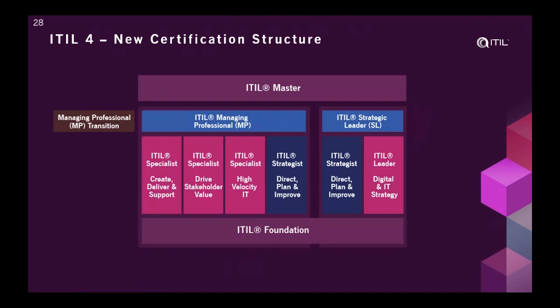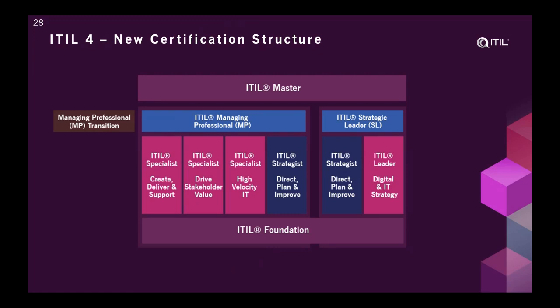This is the ITIL 4 new certification structure. So what you've got there is ITIL Foundation. This is all 4. ITIL Foundation along the bottom. Then there are, in the managing professional stream, 4 books with 4 examinations, which is create, deliver and support, drive stakeholder value, high velocity IT we've been talking about, and direct plan and improve. If you do those 4, you get the designation of managing professional. There's no further exam. You take those 4 and you get a managing professional.